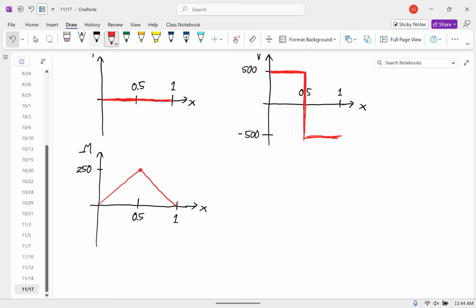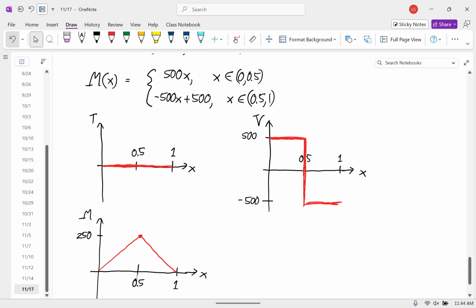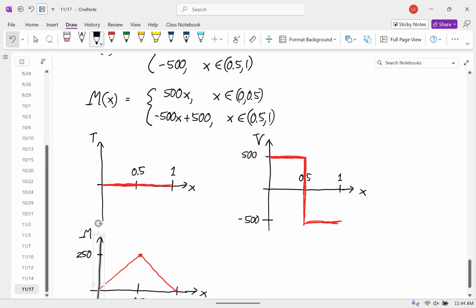Okay, two things. Yeah. So the 250, where did that come from? That was just plugging values into these functions.